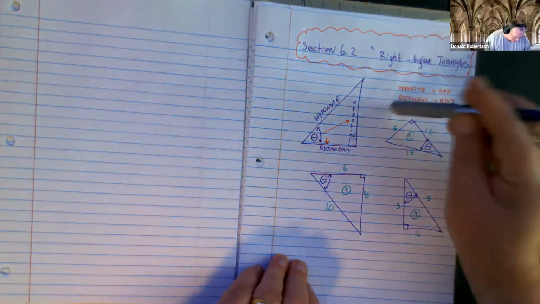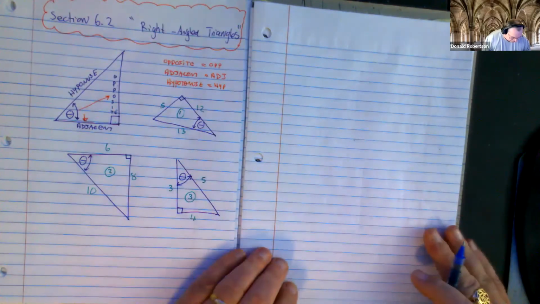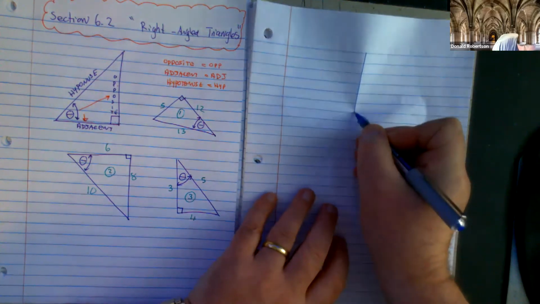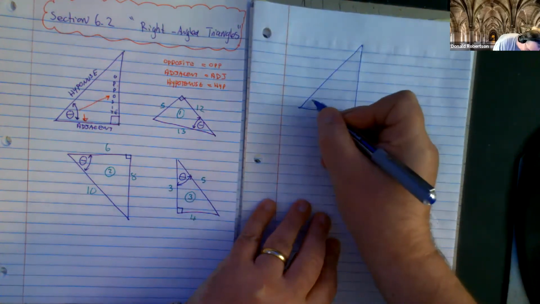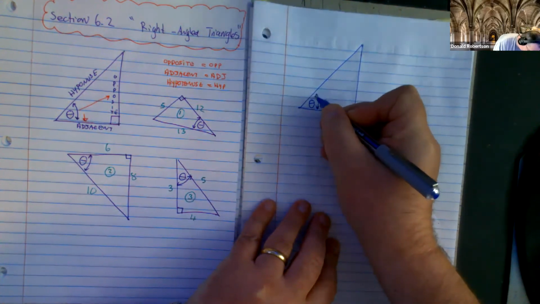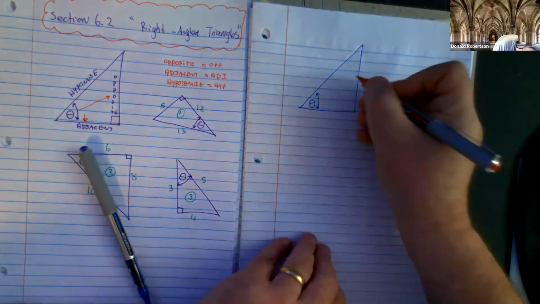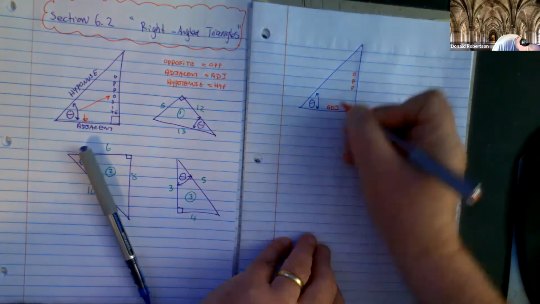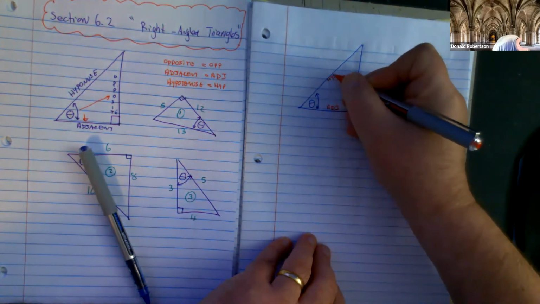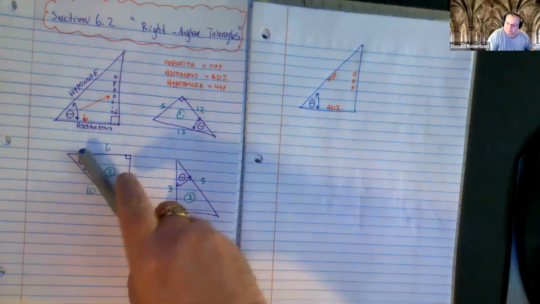So how do right angle triangles interact with trig? In particular, the trig ratios, sine, cosine, tangent, and then the other 3, cosecant, secant, and cotangent. Well, this is how they interact. So here's a standard right angle triangle again. Here's my angle theta, the angle of interest. This side is the opposite. This side is the adjacent. And this side is the hypotenuse, all good.